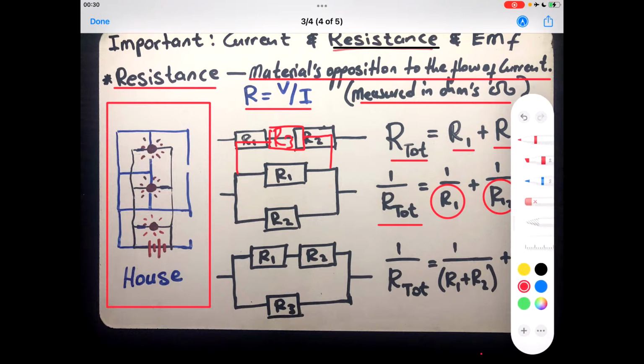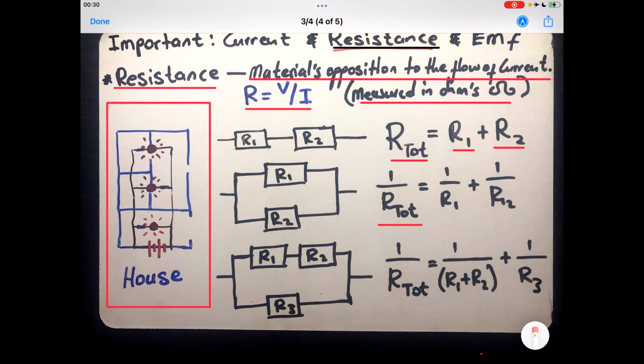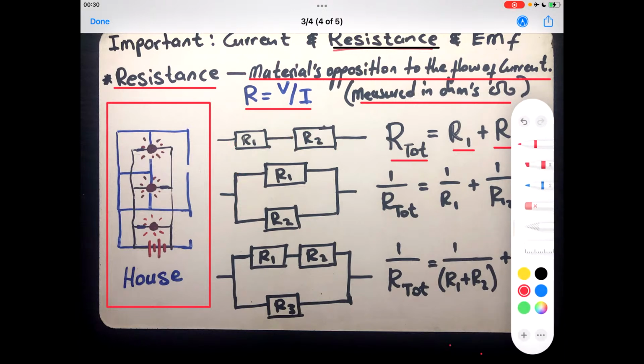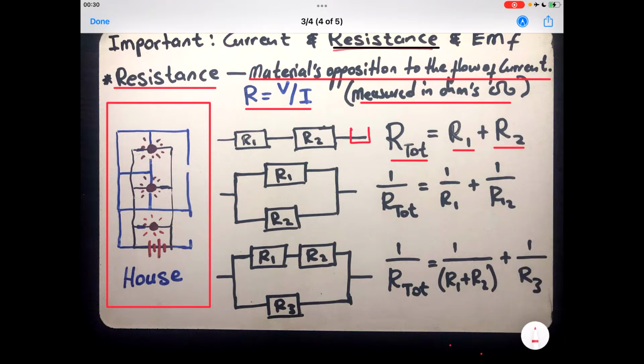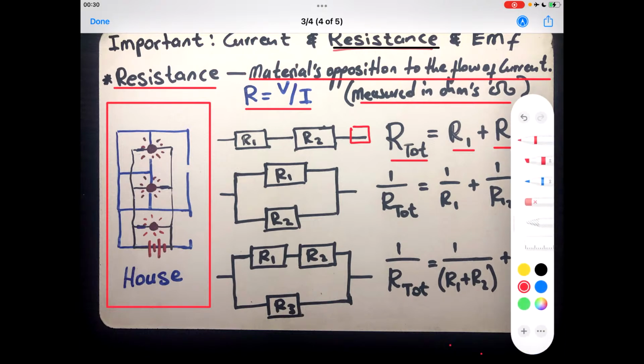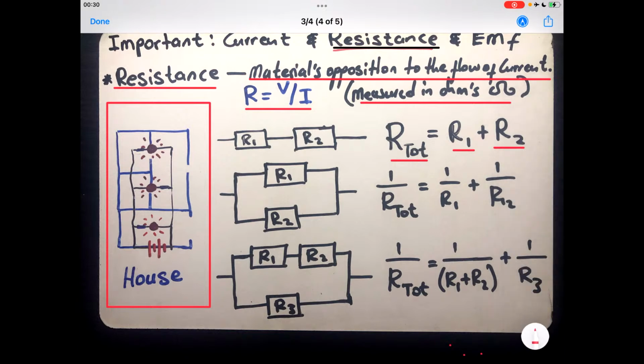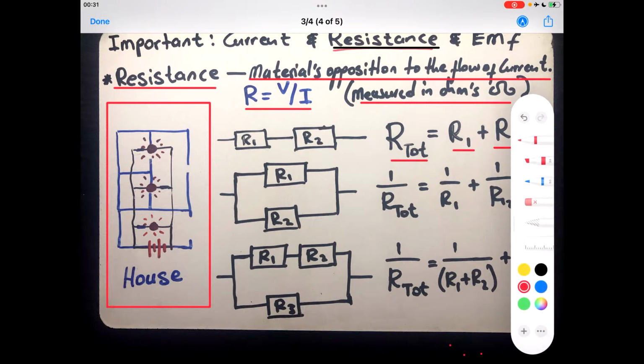So let's see. That means the same applies to a series connection. If we had R3 there, you are still going to add R3 there. Just remember that, honorable members. So now let's see the last type of a connection. Remember, honorable members, we are talking about the resistance in this case.